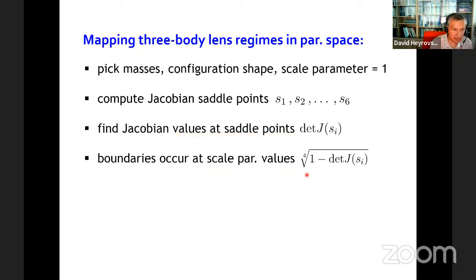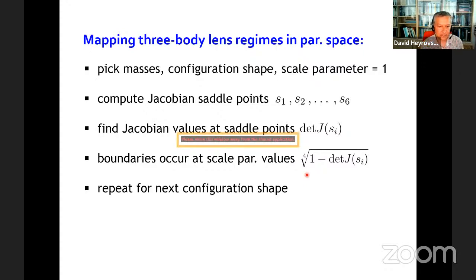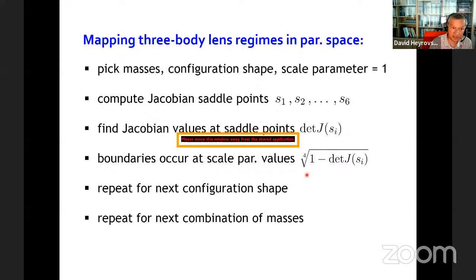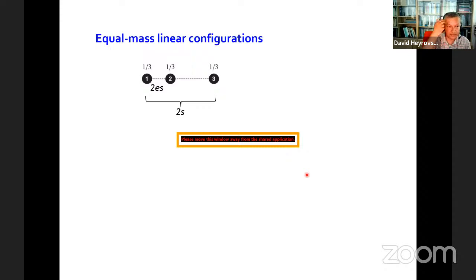So like this, you can map what are the different lens regimes defined by different critical curve topologies. Then you take a different shape, repeat it, and once you do it for all shapes you like, you can take a different combination of masses and do the same. So let's illustrate this first on something very simple.